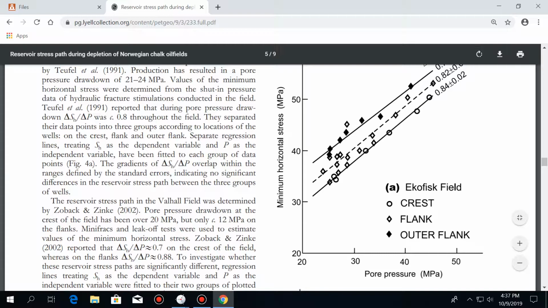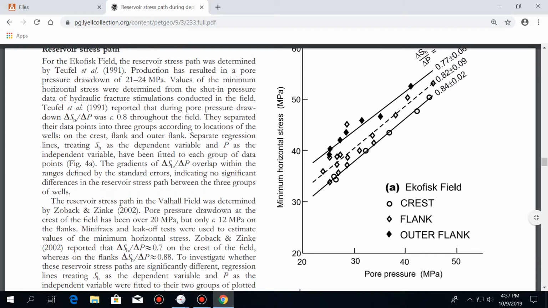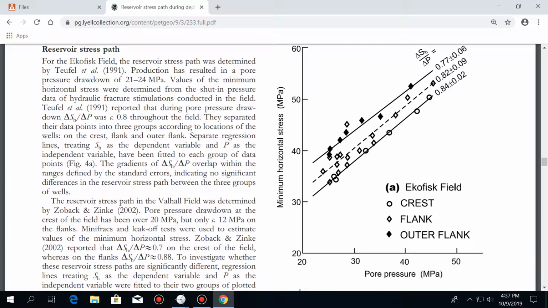The minimum horizontal stress. I'm also assuming, when I tell you that we can measure horizontal stress with a hydraulic fracturing test, that we're either in a normal or strike slip regime. Because if it is reverse, then a hydraulic fracture test will measure vertical stress, not horizontal stress. So you have to take that into account. But you can measure horizontal stress. And what the data over here show is that as you lower the pore pressure, the horizontal stress goes down.